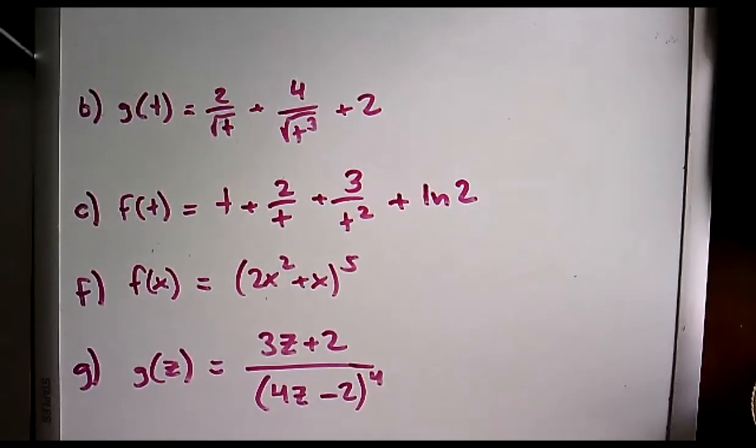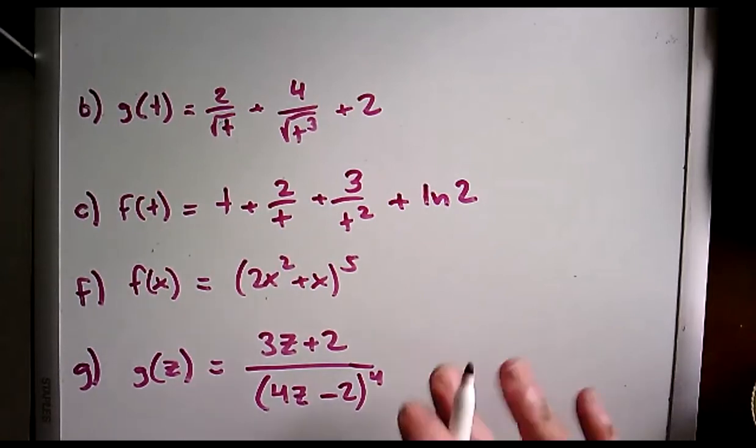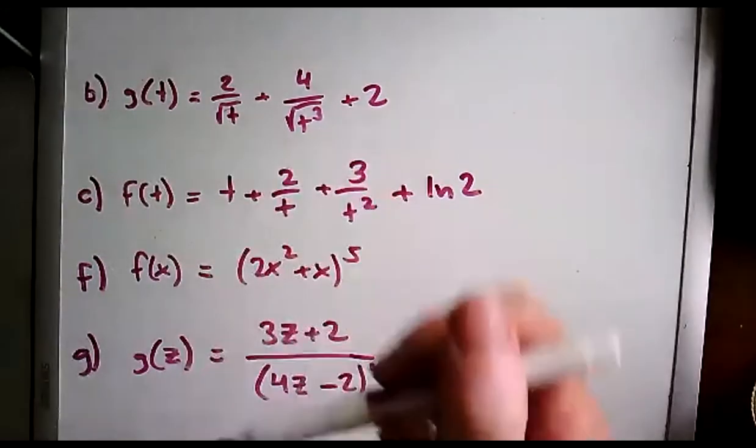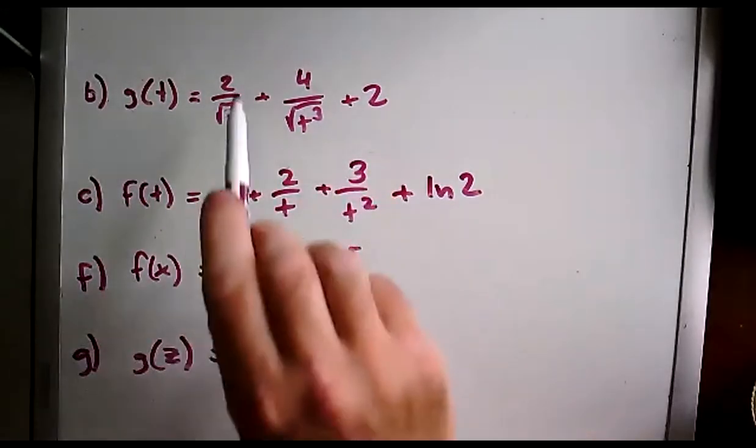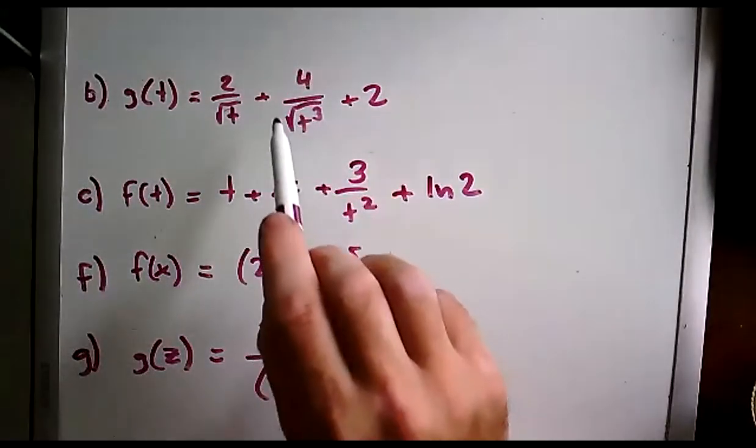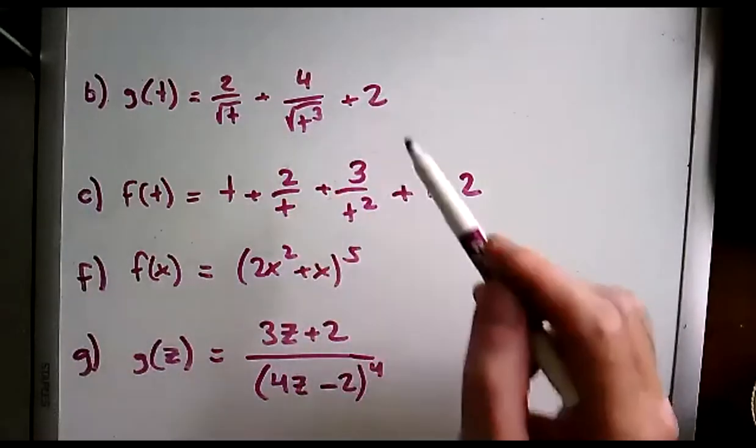I'll make this point somewhere else. There's some trick questions in among these derivatives here. Not that we're trying to trick you on the exam. But let's take a look here. So problem B, we have g of t equals 2 over root t plus 4 over the square root of t cubed plus 2.